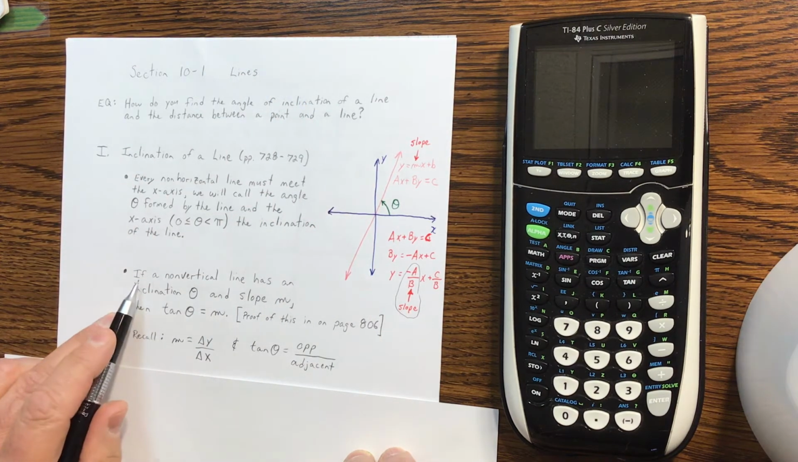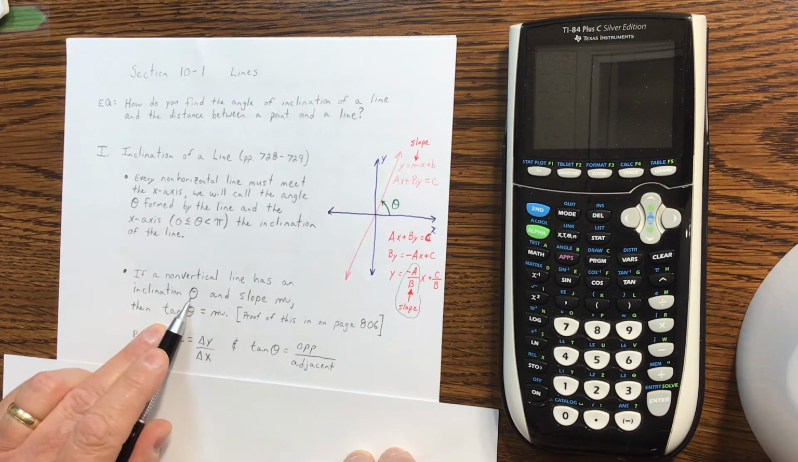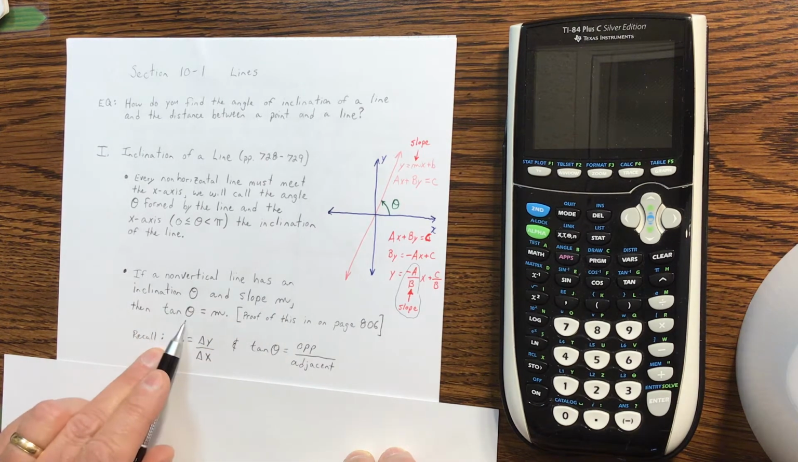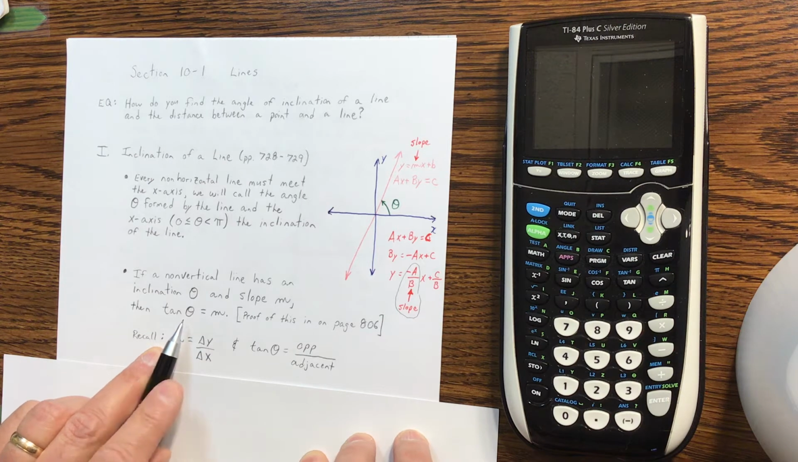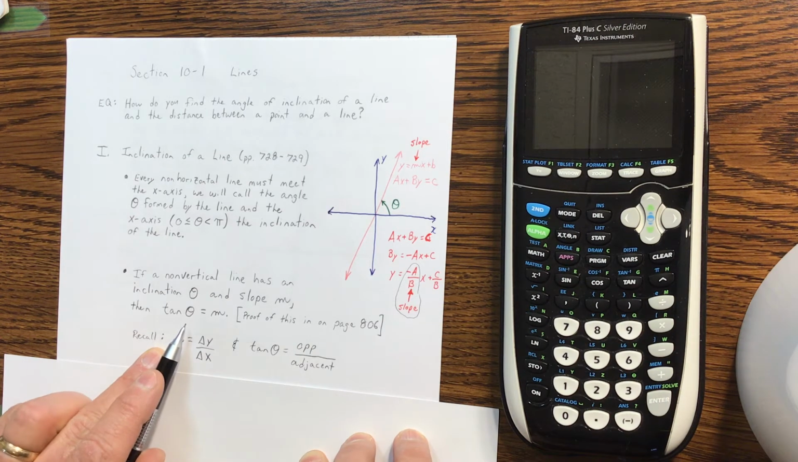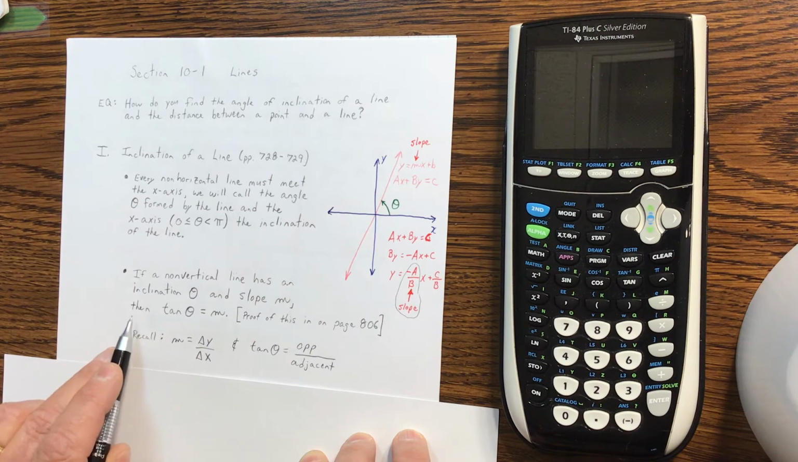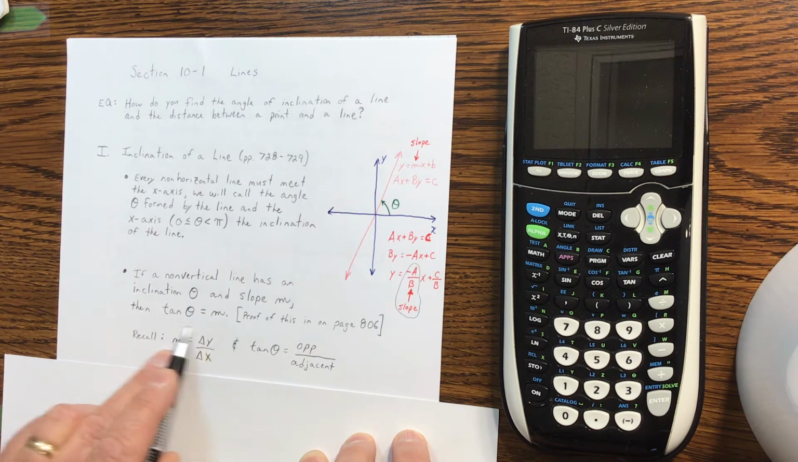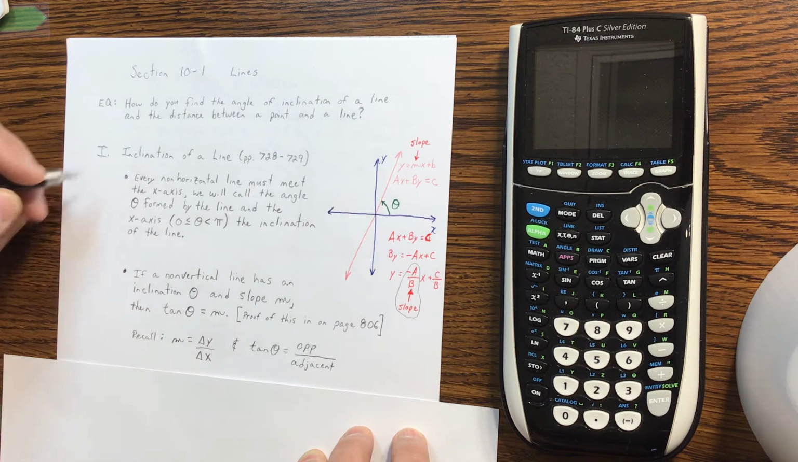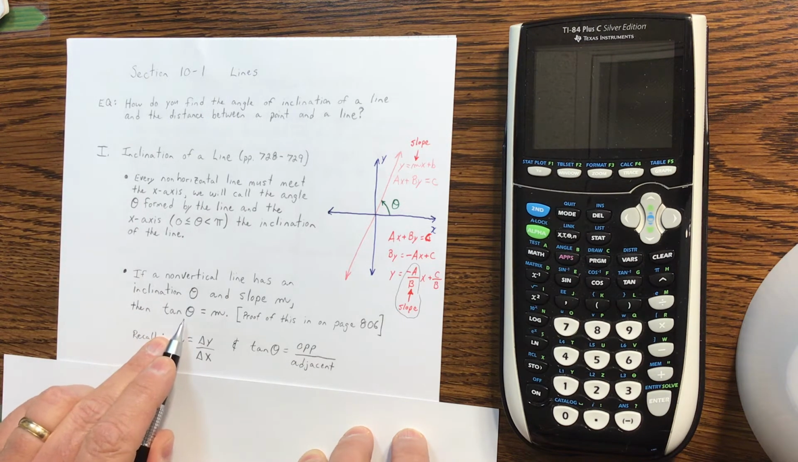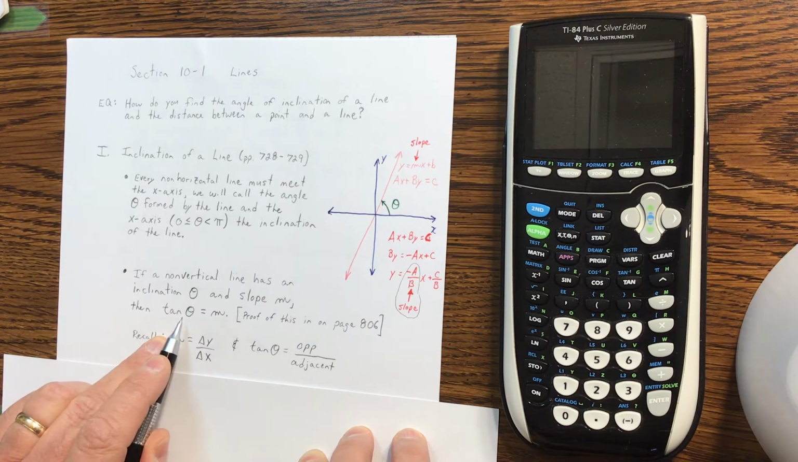So if a non-vertical line has an inclination theta and a slope m, then we're using a little bit of understanding of slope. Remember, slope is rise over the run, the rate of change of the y value divided by the rate of change of the x value. And if you go back and think of trig, trig goes back to the idea of tangent. Now you're probably saying, where does that come from? Well, if you go back to tangent, tangent is the opposite side divided by the adjacent side.